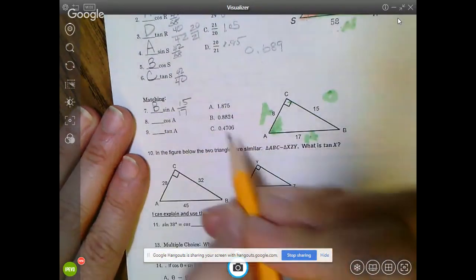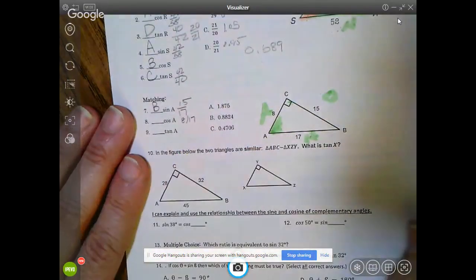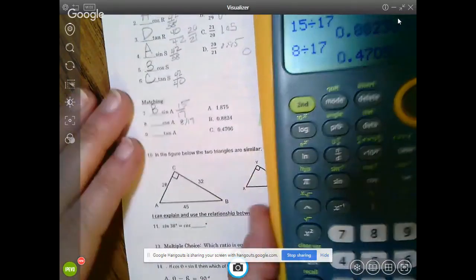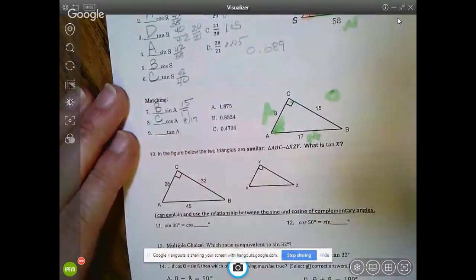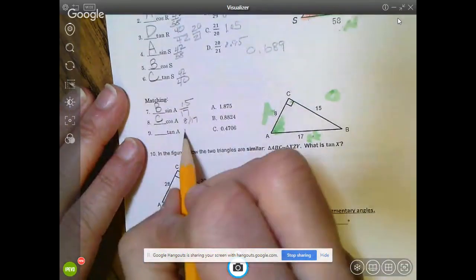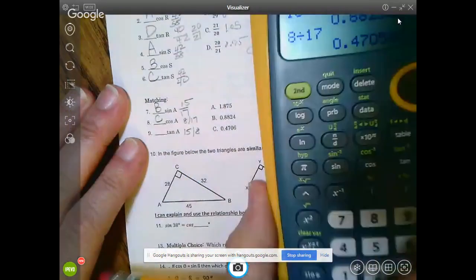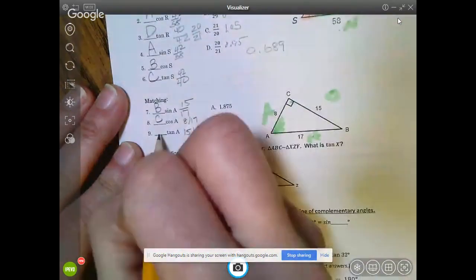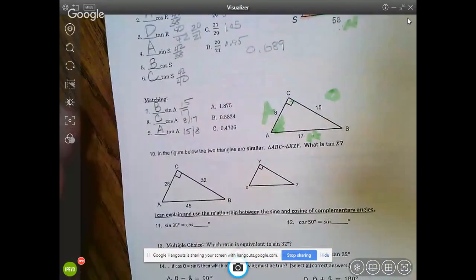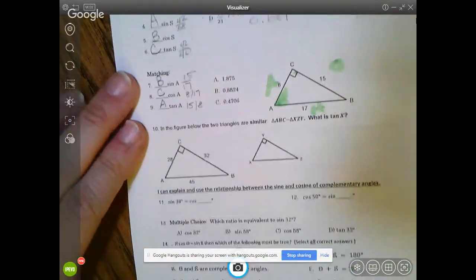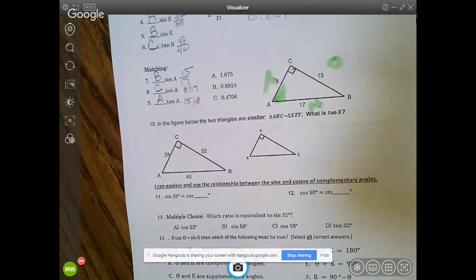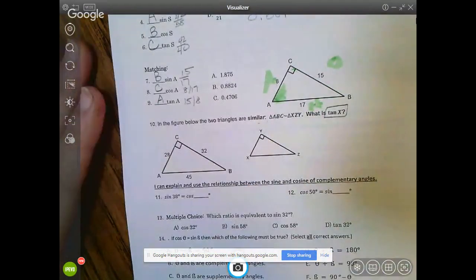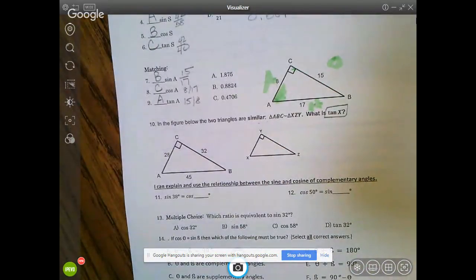Cosine is adjacent over hypotenuse, so that's 8 divided by 17. Calculator, 8 divided by 17, 0.47. And then tangent is opposite over adjacent, 15 divided by 8. Choice A. In the figure below, the triangles are similar. So we want to know what tan X is. Remember, similarity means the angle measures are the same and the sides are proportional.